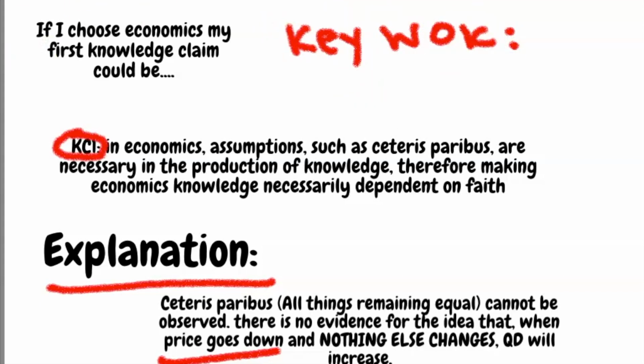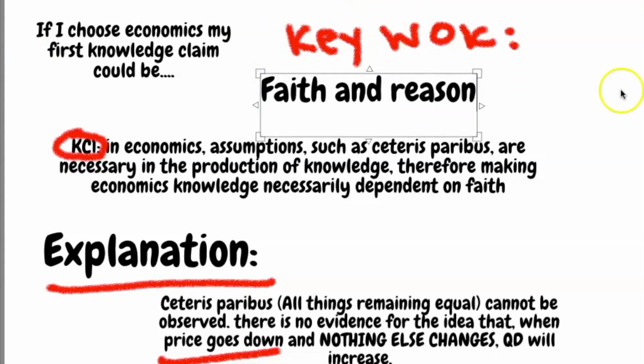And this is the nature of knowledge in economics. We want to predict human behavior. So the key ways of knowing that I'm using for this paragraph are faith and reason. Faith in the assumptions, and also reason in interpreting and predicting.